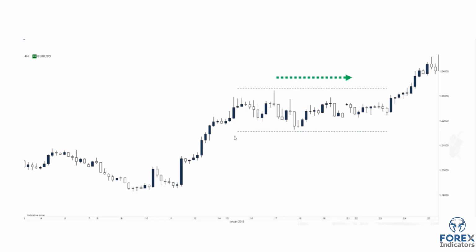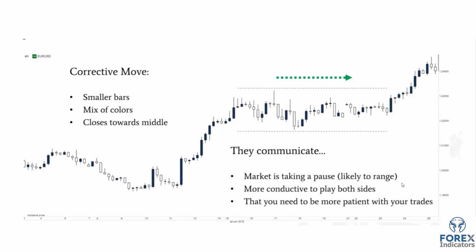When we look at it in the chart, this is the same chart. So here's the bullish impulsive move, but look what happens. We go into a corrective phase with a mix of bullish and bearish candles, closes towards the middles, and smaller candles. So this is kind of a textbook impulsive and corrective pattern manifesting itself here. You can see this meets all the definitions of a corrective move.